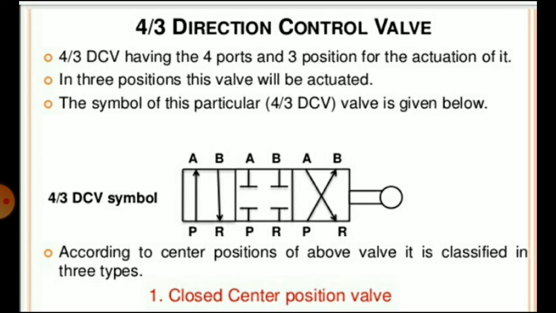So 4/3 direction control valve, having 4 ports and 3 positions for actuating. In 3 positions, this valve will be actuated. So you can see the number of blocks, or number of squares, is 3, and the number of ports in each block is 4. So 4 ports are there. So it is a 4/3 direction control valve.